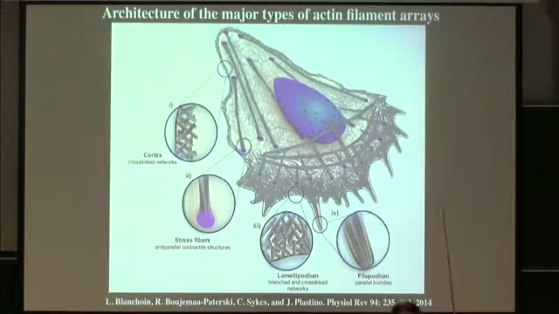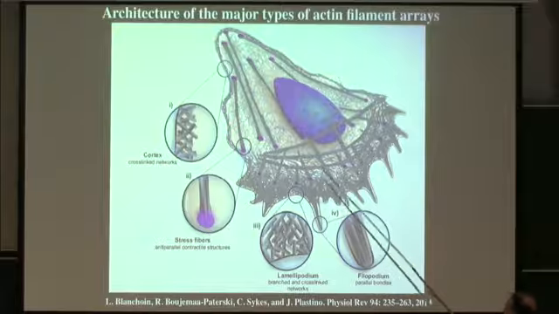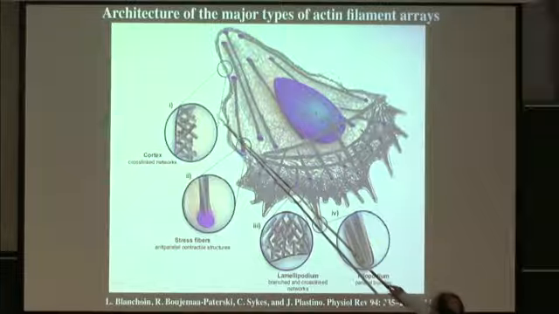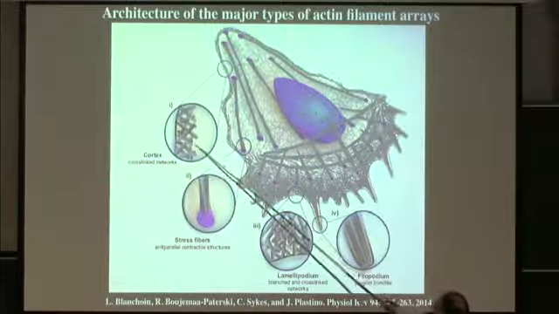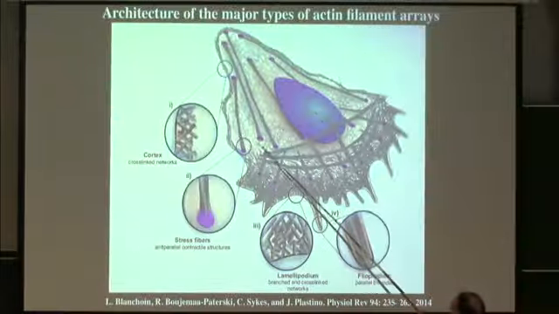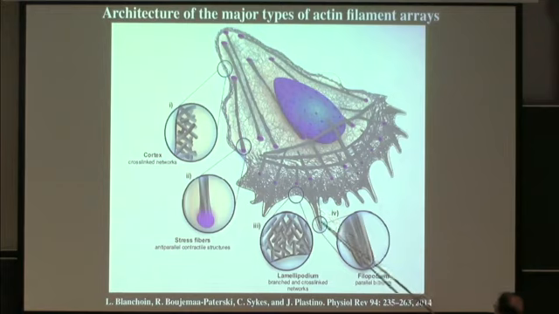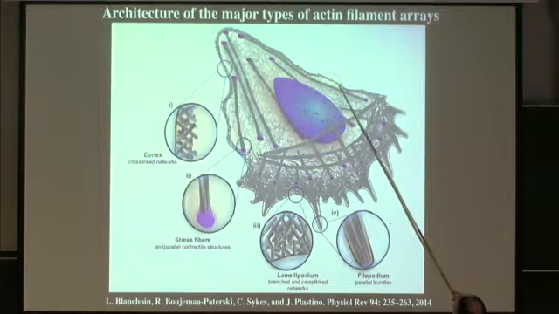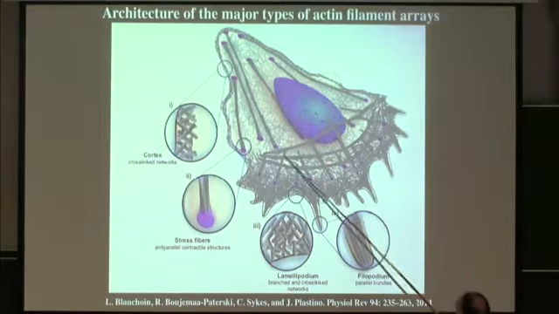Of course, besides these bundles, there are many other actin structures that were already mentioned here. There is the actin cortex underneath the cell membrane that Eva discussed. There are lamellipodia, which contain a branching network of actin. There are filopodia that contain a bundle of parallel actin filaments. And also there is a network filling the whole cytoplasm.